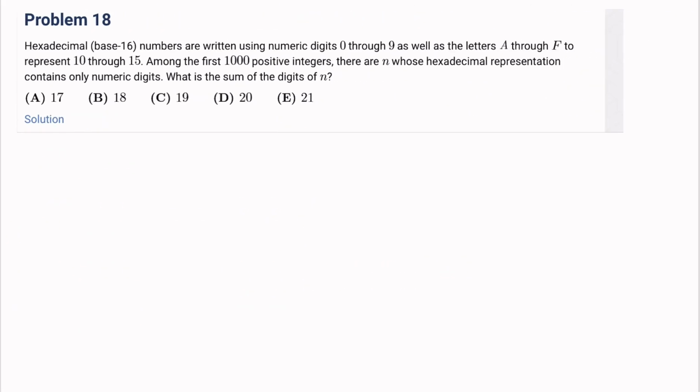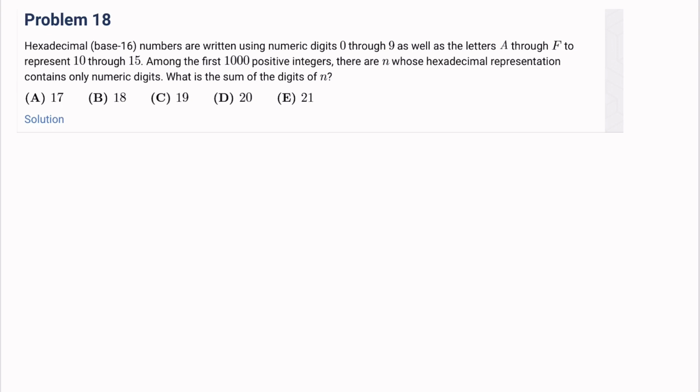Number 18. Hexadecimal, which is base 16 numbers, are written using numeric digits 0 through 9 as well as the letters A through F to represent 10 through 15. Among the first 1,000 positive integers, there are n whose hexadecimal representation contains only numeric digits. What is the sum of the digits of n?